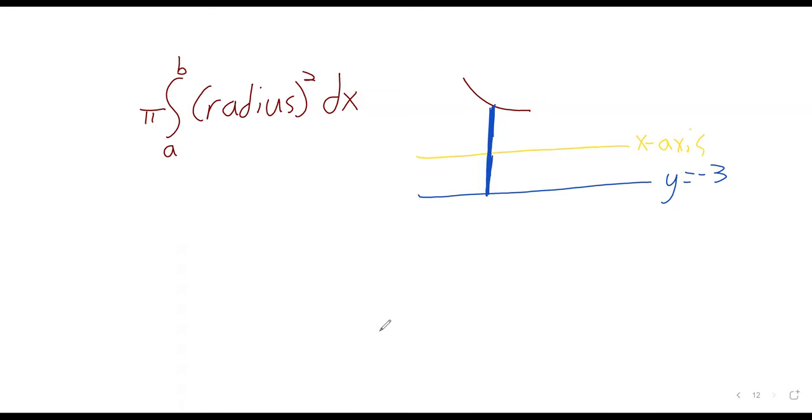Can't you just add 3 to the original? That's exactly correct. Thank you. This distance here is 1 over x. This distance here is 3. So as far as the radius, it's 1 over x plus 3.